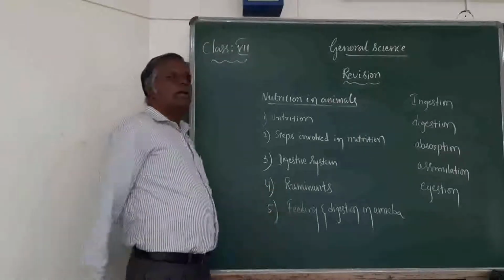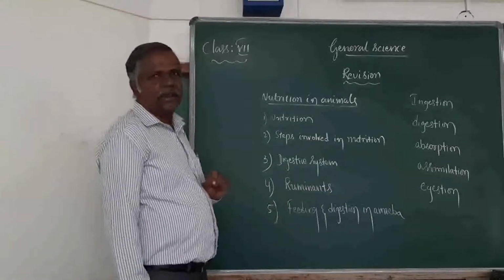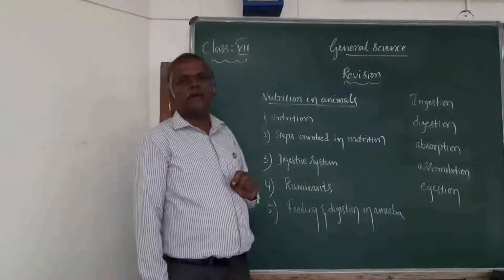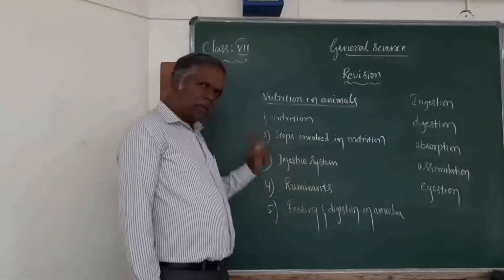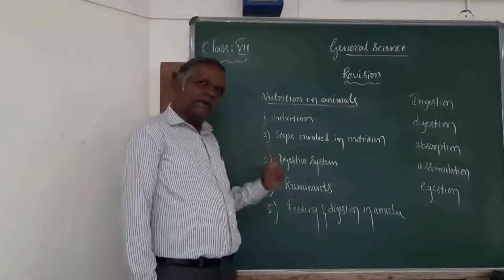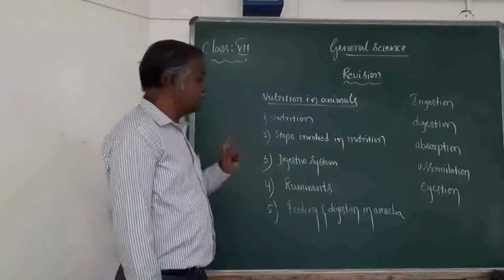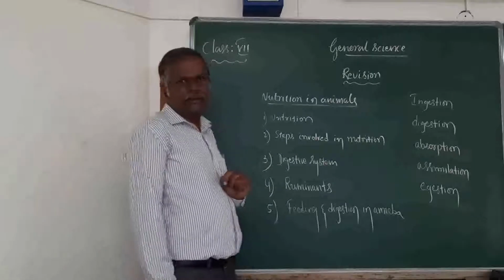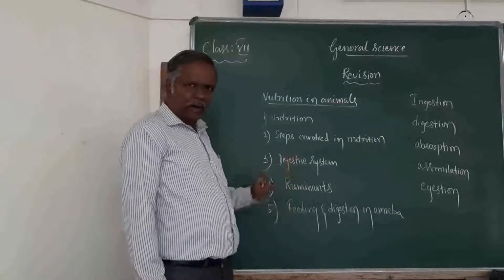Next is ruminants. Ruminants means especially cow, buffalo, etc. Grass eating animals are called ruminants. They eat grass. In that grass there is one more type of carbohydrate called cellulose. Cellulose is not digested in our body because a special type of bacteria is required to digest it. Those bacteria are present in ruminants. That's why they are called ruminants.